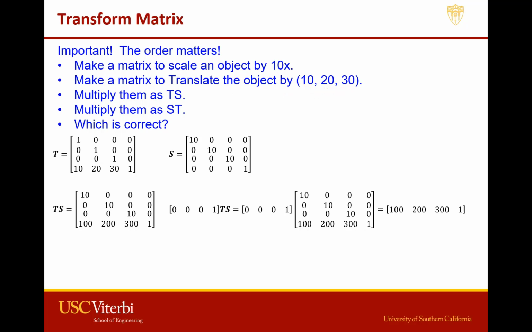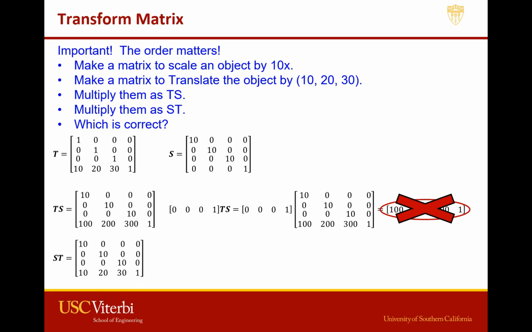Let's multiply times this TS matrix that we've got and see how it turns out. I've got that matrix multiplied times that. I get 100, 200, 300, which is incorrect. I wanted 10, 20, 30. I got 100, 200, 300. Why did I get that? Because I didn't do scale and then translate. I did translate and then scale. I translated it to 10, 20, 30, and then I scaled it to 10 times that.